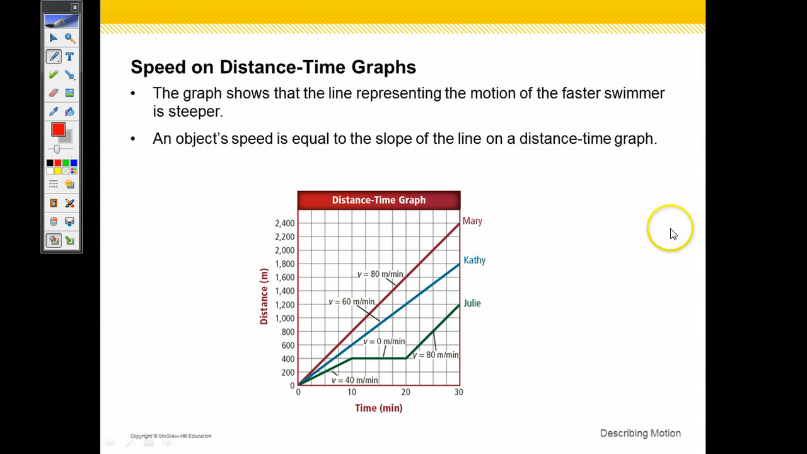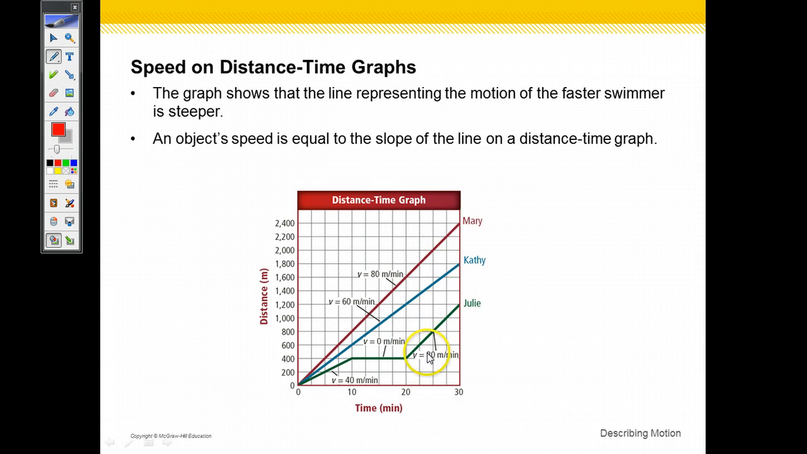So here we have Mary, Kathy, and Julie. Much like the red, blue, and green car earlier, Mary's going the fastest. And now we actually figure out the slope. It's 80 meters per minute. Now Kathy is 60 meters per minute. But look at Julie. Julie is 40 meters per minute for a while. Then she stops. Then she keeps up pace with Mary and goes as fast as she does.